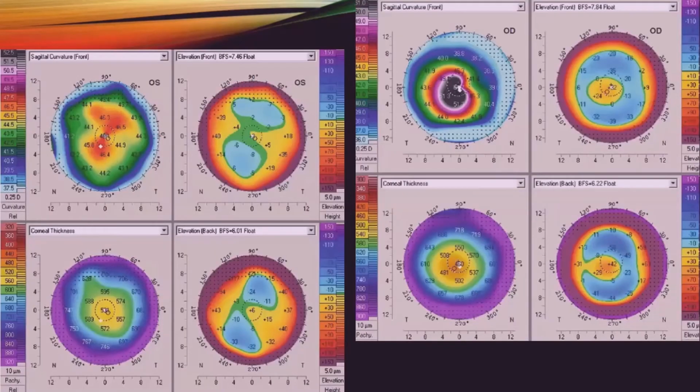For example, this is a case of forme fruste keratoconus. In the one on the right, we can see a normal symmetrical bow tie with average numbers of anterior and posterior elevation, +6 and +2, and the corneal thickness is okay. While in the other eye, we can see the thinning, the tongue-like extension with posterior elevation, anterior elevation with an isolated island, and in the sagittal curvature map we can see an oval-shaped cone of a keratoconus.